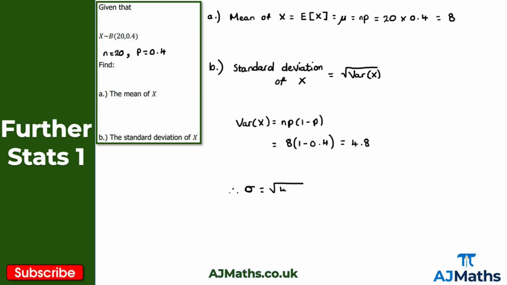If you put the square root of 4.8 into your calculator and give it to a sensible degree of accuracy, in this case, I'm going to give this to 3 significant figures, what I get then is 2.19. Okay, so 2.19 there. And there we have it. So that's the solution to part A. So the mean of x is 8. And we have the solution to part B here, where the standard deviation of x is 2.19.